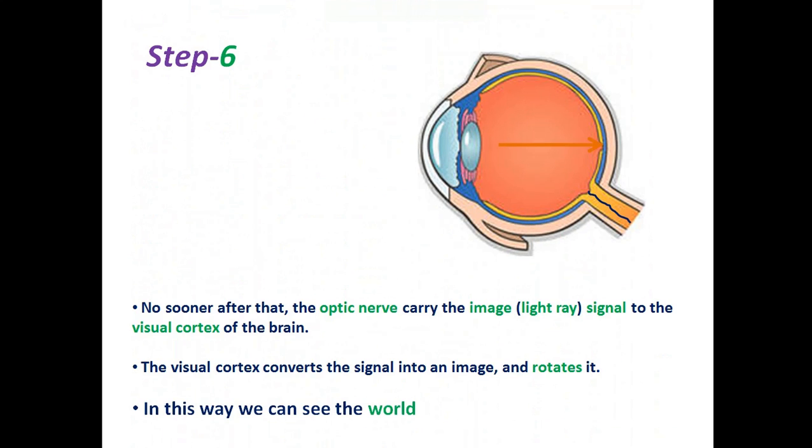Step 6. This is gonna be the last step of our vision. No sooner after that, or I may say step 5, the optic nerve carries the image, or the light ray signal, to the visual cortex of the brain. The visual cortex converts the signal into an image, and rotates it. In this way we can see the world.